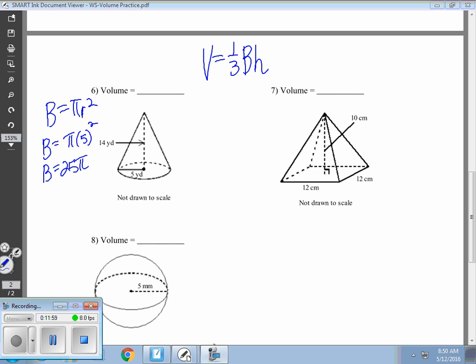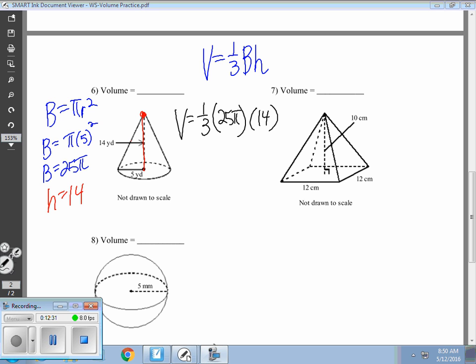Then we need the height. In a pyramid or a cone, the height is from the center to the vertex, to the top of the cone. Okay, so our height is 14. All right, once we have our B and we have our H, now we're just going to plug it into the formula. V equals 1/3. Our B is what? 25 pi. Our H is 14.